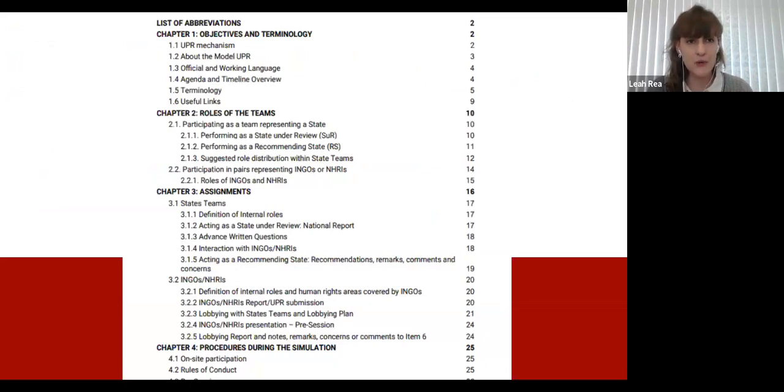And I just wanted to show this breakdown because I'm conscious that not everyone will have a copy of the handbook to hand, but as you can see in terms of the key chapters, looking at the roles of the teams, the various aspects of the assignments that are compulsory in the simulation, and then the processes and procedures such as rules of conduct, formal language and tone and lobbying.